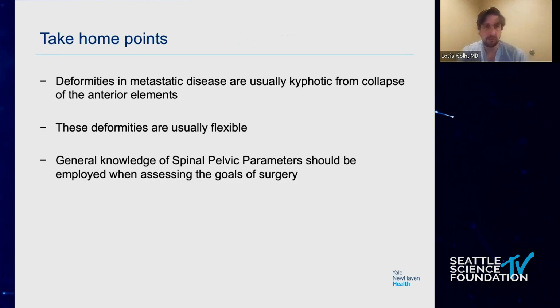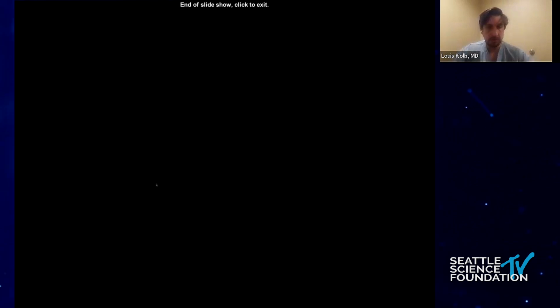So in short, deformities from metastatic disease are usually kyphotic from collapse of the anterior elements, though there can be translation if the posterior elements are involved as well. They're quite flexible, which lends itself pretty well to realignment. Merging the two worlds of deformity and spinal metastatic disease, when possible, can increase the overall quality metrics of patients as they continue. And thanks, everybody.